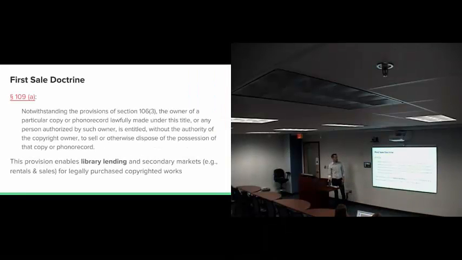So the first sale doctrine has been codified in section 109 of the copyright law, and it wasn't always the case, as we'll see in a moment. Essentially what it says is, notwithstanding the provisions of section 106, which is where they enumerate the exclusive rights of copyright owners, the owner of a particular copy, lawfully made, is entitled, without the authority of the copyright owner, to sell or otherwise dispose of the possession of that copy.